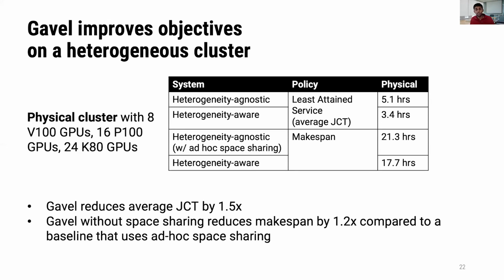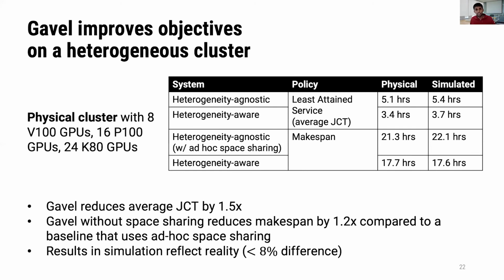We also ran experiments on another policy that tries to minimize makespan. And we see that Gavel is able to reduce makespan by 20% even when compared to a baseline that uses ad hoc space sharing first proposed in Gandiva. We note that the Gavel policy here, the heterogeneity-aware policy, does not use space sharing. We also implemented a simulator and ran the same traces, and we saw that our results in simulation have high fidelity to the results we saw on the physical cluster, with a small 8% difference in the worst case.